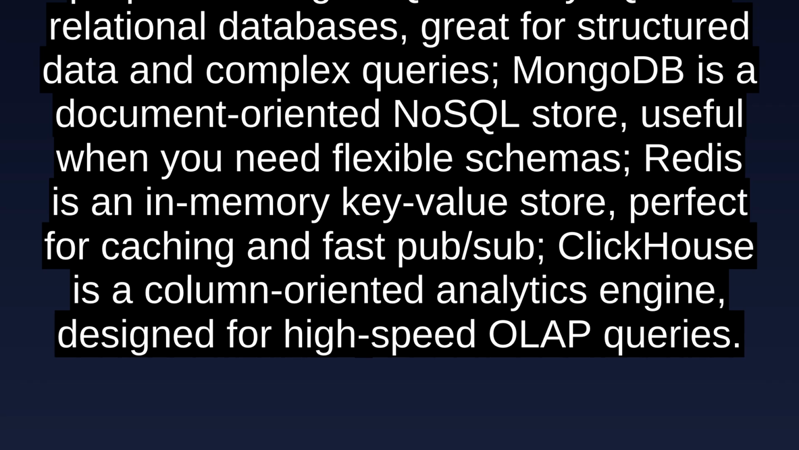PostgreSQL and MySQL are relational databases, great for structured data and complex queries. MongoDB is a document-oriented NoSQL store, useful when you need flexible schemas. Redis is an in-memory key-value store, perfect for caching and fast pub/sub. ClickHouse is a column-oriented analytics engine designed for high-speed OLAP queries.